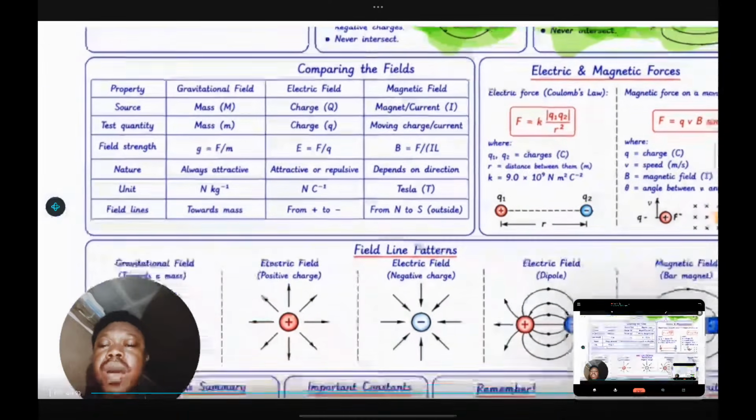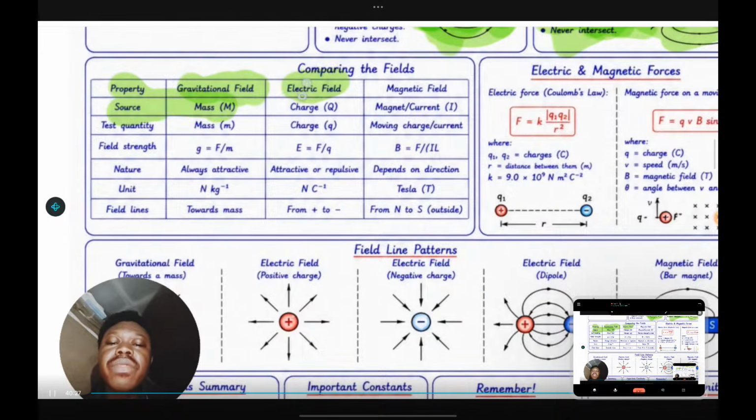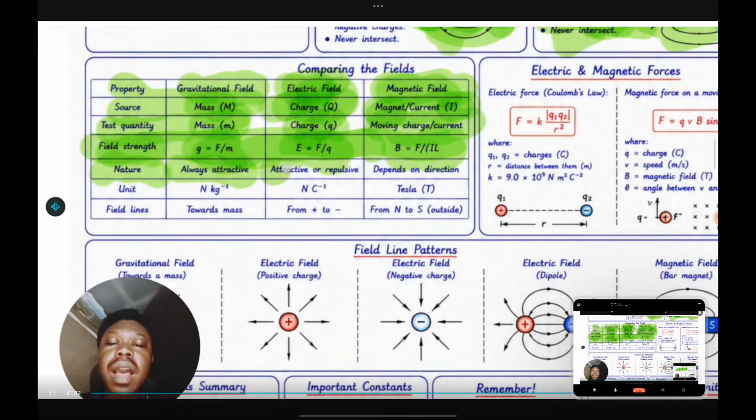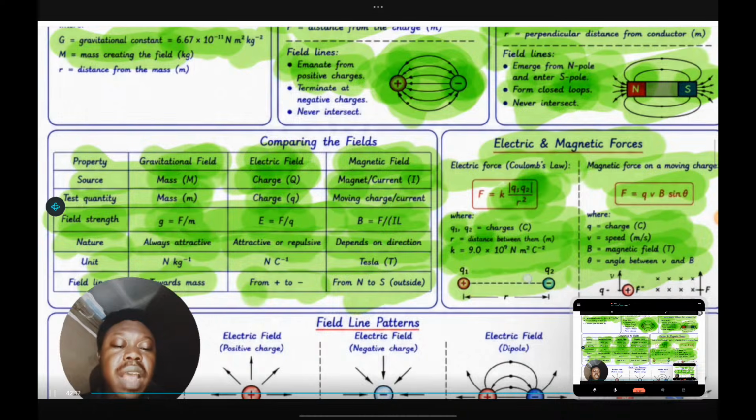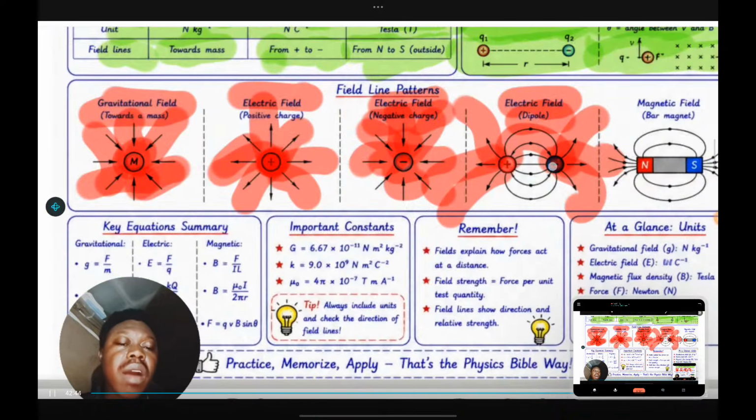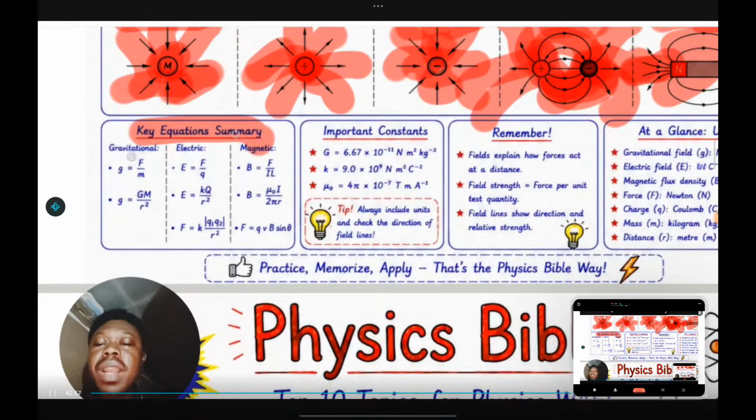So comparing all this together, we should know that we have our mass for gravitational field. For electric field, we have our charge, replacing each other. And then for magnetic field, we have magnetic current given as I. Then for test quantity, we have our mass, we have our charge, we have our moving charge or current. Then our field strength, attractive or repulsive, depends on the direction. And please take note of this diagram. If you understand this diagram, then we also have these constants, the key formulas you need to know.